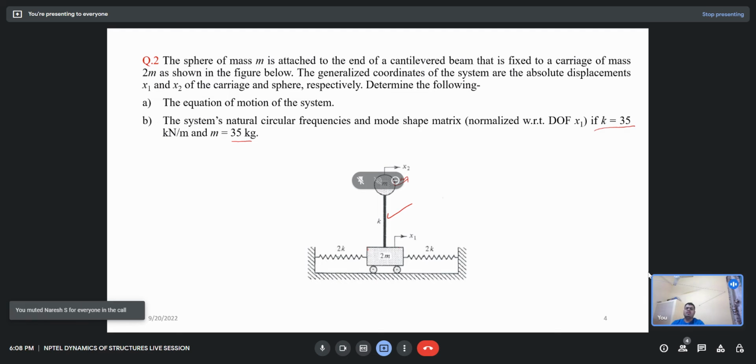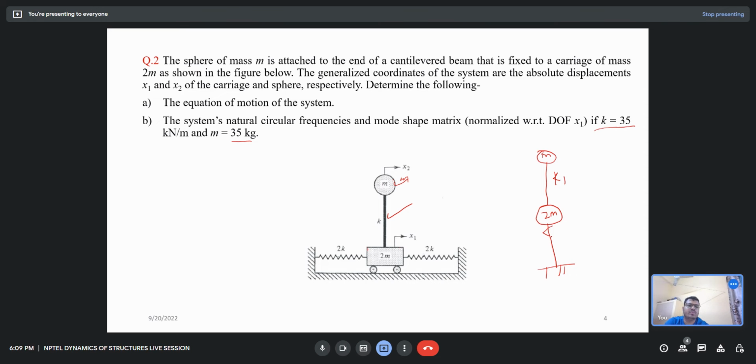Okay. So in this question, we first draw the free body diagram of the system. This is my mass m, this is a cantilever which has some stiffness k1, and this carries mass 2m, and that is also attached to a spring. If I displace this carriage, there is a spring here and a spring here, and x1 is the deformation. Let us say this is k1, this is k2.